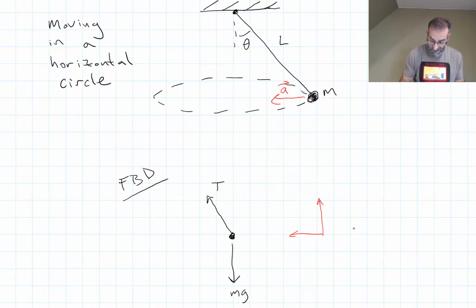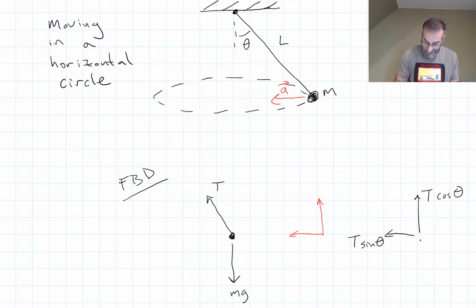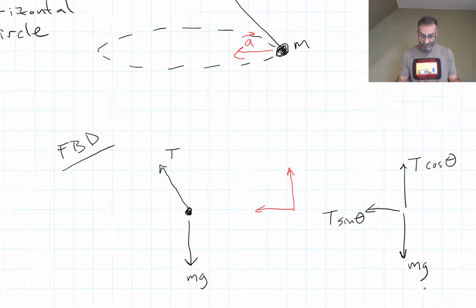So I'll pick this as my coordinate system, and I'll redraw my free body diagram, splitting the vectors into components that are in this coordinate system. That means I'm going to have a T cosine theta in the vertical direction, T sine theta in the horizontal direction, and the force of gravity doesn't change. It just points towards the center of the Earth, which is aligned with my coordinate system.